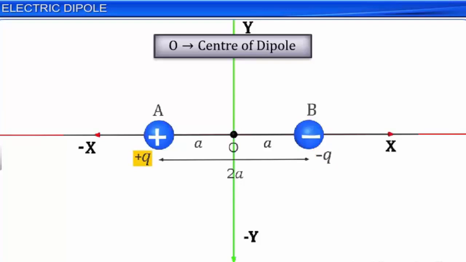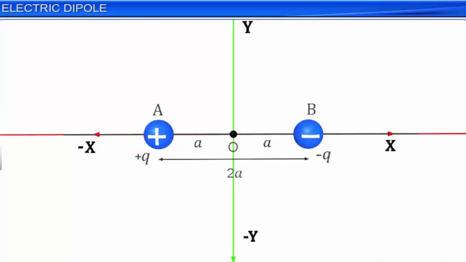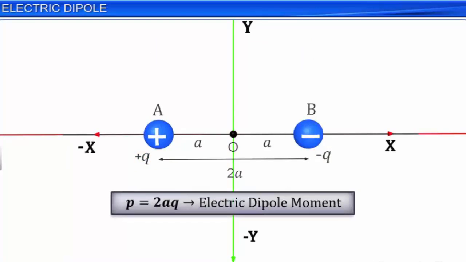The product of the length of the dipole and the magnitude of the charge is called the electric dipole moment P. Here, P is equal to 2aQ. It is a vector quantity directed from -Q to +Q.